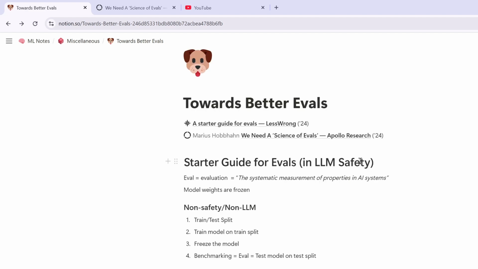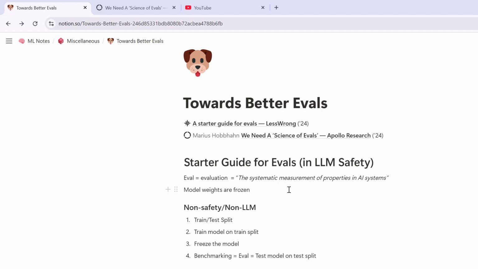And so in brief, an eval is short for an evaluation, and Marius defines it as the systematic measurement of properties in AI systems. So at a high level, we have some AI system, which usually is just some large language model in our case, but you can also include some fixed system prompt, or maybe this LM can call tools like a calculator or something. But at the end of the day, you can more or less just think about it as there's some ML model and we want to evaluate it for something.